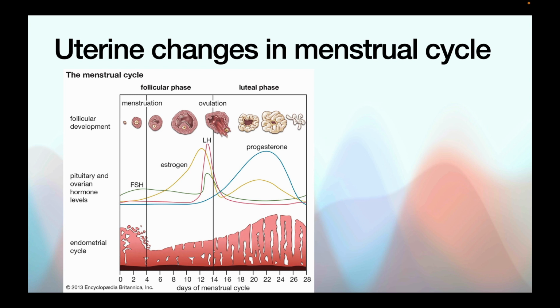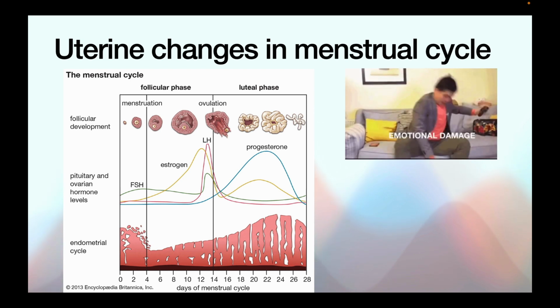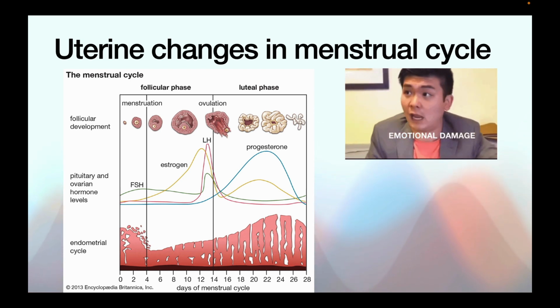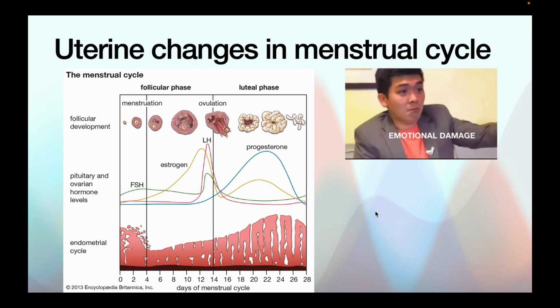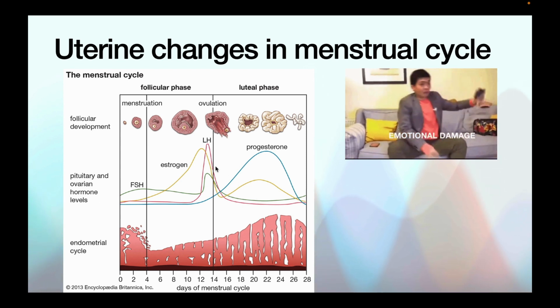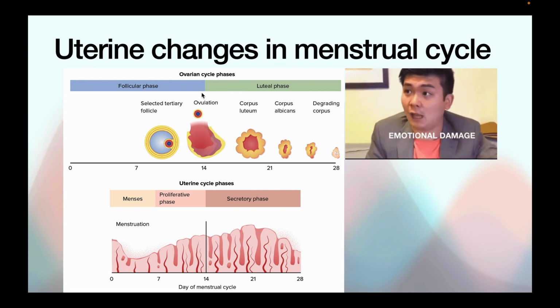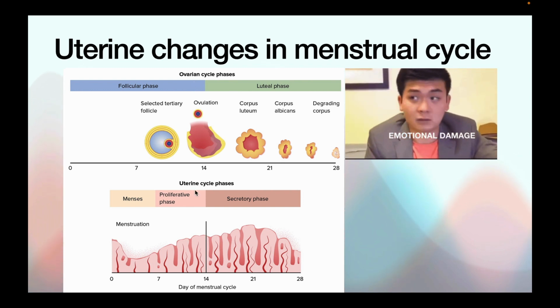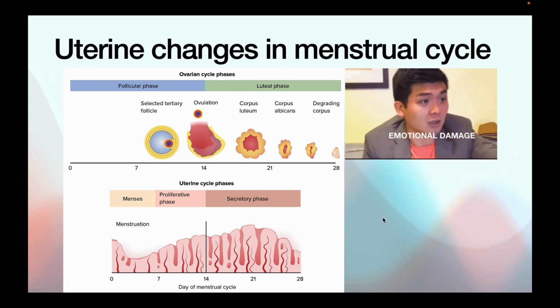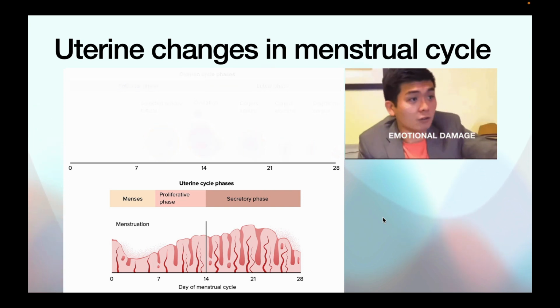So let's talk about uterine changes during the menstrual cycle. You guys are well acquainted with this very popular figure right here. I remember it so well that it's kind of seared into my mind. And it's very, very convoluted with all these loops of hormonal levels over time. So one way to simplify this is to focus on the ovarian cycle and the uterine cycle. And at this point, let's just focus on the uterine cycle.